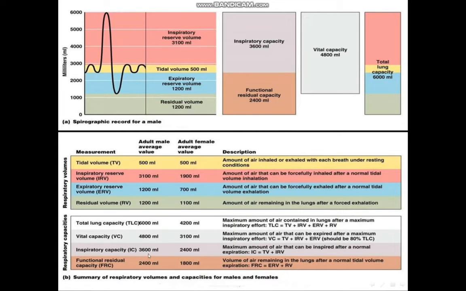The inspiratory capacity is the maximum amount of air that can be inspired after normal expiration. It's this one, the inspiratory capacity: normal and deep breath. The summation between them gives us the inspiratory capacity. Okay. The functional residual capacity is the expiratory reserve volume plus the residual volume. This is the functional residual capacity.